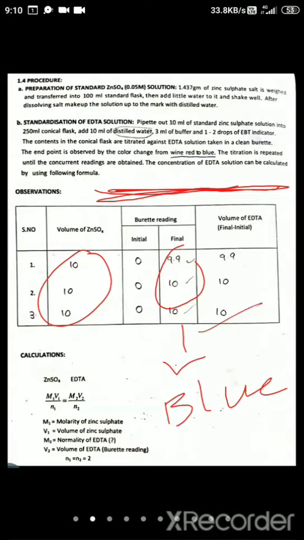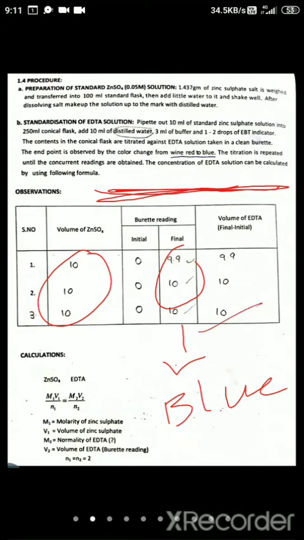Next, the table, please. Serial number, volume of ZnSO4, burette reading initial, final, volume of EDTA, final minus initial. What are the 10 values? 10 is the ZnSO4 quantity. Okay, 9.9, 10 values are burette readings.